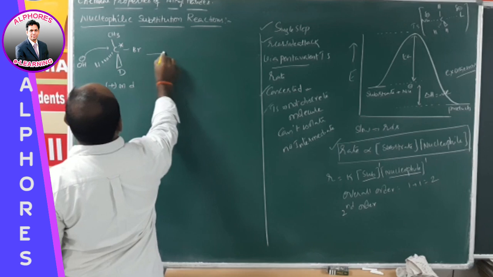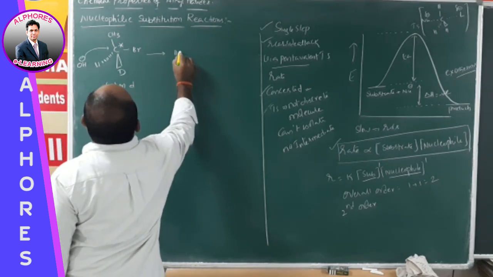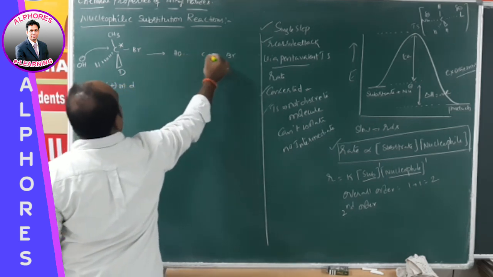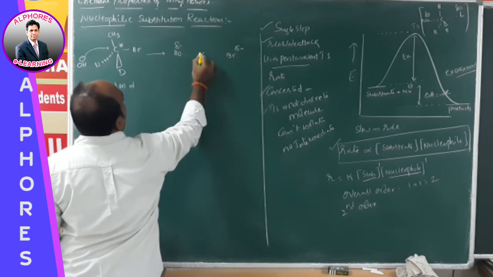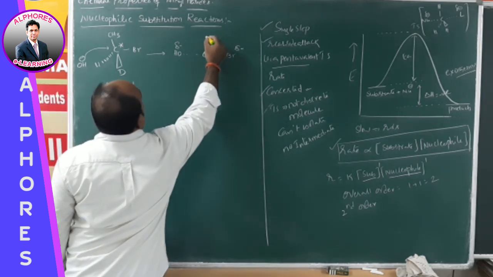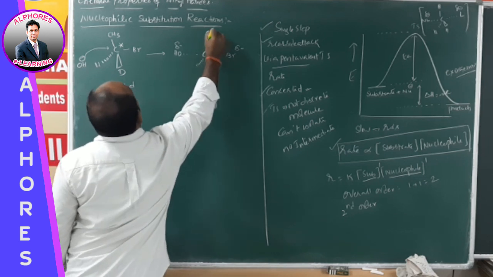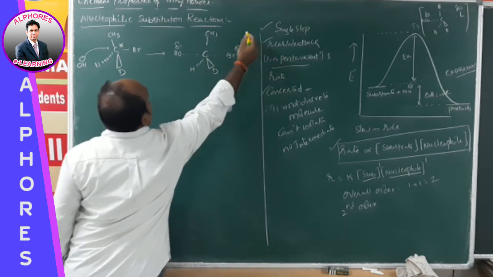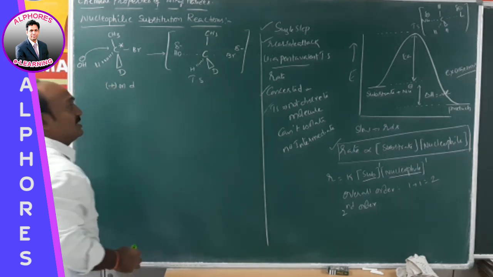OH minus when approaches here, it forms a pentavalent carbon transition state. Here Br is slowly departing as Br minus, OH minus slowly approaching the electrophilic carbon, and methyl, hydrogen and deuterium as such. This is what we call the transition state.